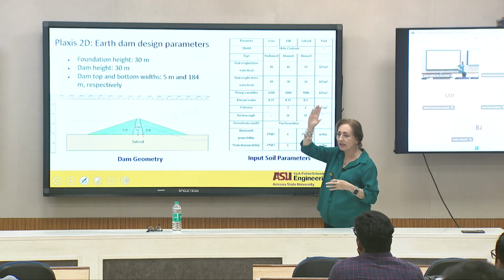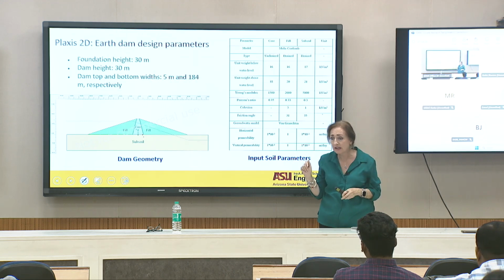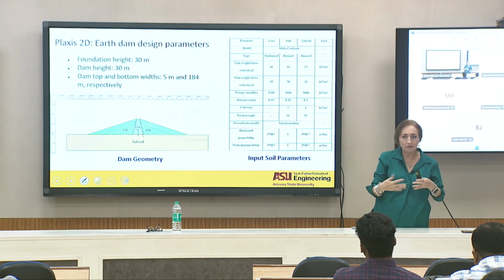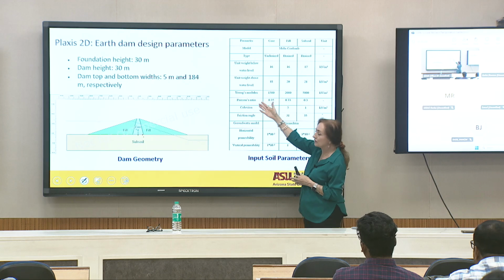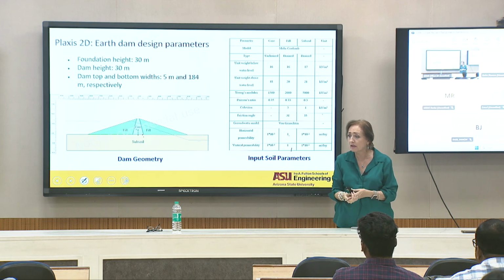Geometry done, and now the parameters you need to start getting. So we use Mohr-Coulomb for the shear strength criteria. You can use any other parameters or constitutive models that the program has available. And we have the properties for the core, for the fill, for the subsoil. So what properties do you need? You need the unit weight, right? The gamma wet, gamma saturated below the groundwater table, gamma wet above the groundwater table. That's very important. And for the strength run, you're going to need the modulus, Poisson's ratio, cohesion and friction angle. These are the typical shear strength parameters you're going to need for that.